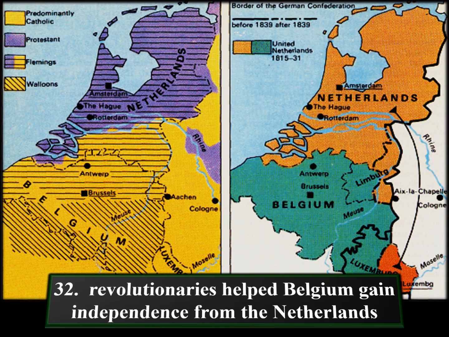Revolutionaries also helped Belgium gain independence from the Netherlands in the 1830s. So Belgium will become its own nation. So that would be a nationalist revolution that happened in the 1830s that was successful. And the Concert of Europe really did not do anything to try to stop it.